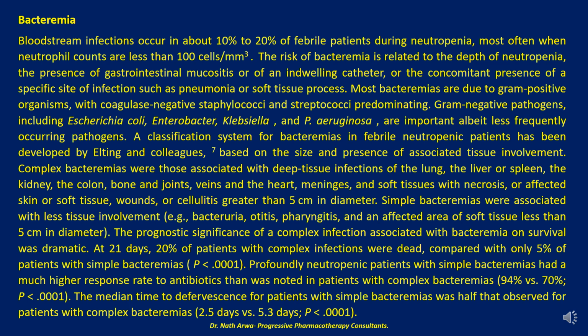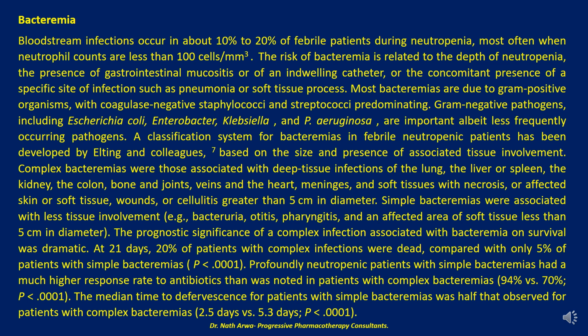Most bacteremias are due to gram-positive organisms, with coagulase-negative Staphylococci and Streptococci predominating. Gram-negative pathogens, including Escherichia coli, Enterobacter, Klebsiella, and Pseudomonas aeruginosa, are important albeit less frequently occurring pathogens. A classification system for bacteremias in febrile neutropenic patients has been developed by Elting and colleagues, based on the size and presence of associated tissue involvement.